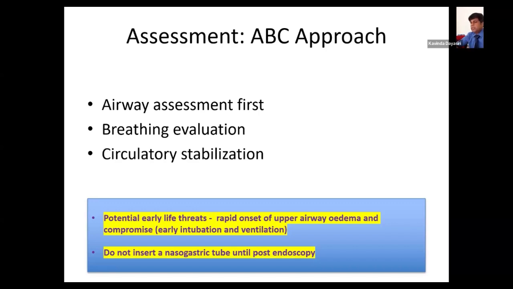And with that, if the patient is critically ill, then first we need to pay attention to the airway, because airway management can be very difficult when the edema sets in. So early intubation and ventilation is recommended. Evaluate the breathing as well as stabilize circulation if there are any circulatory derangements.